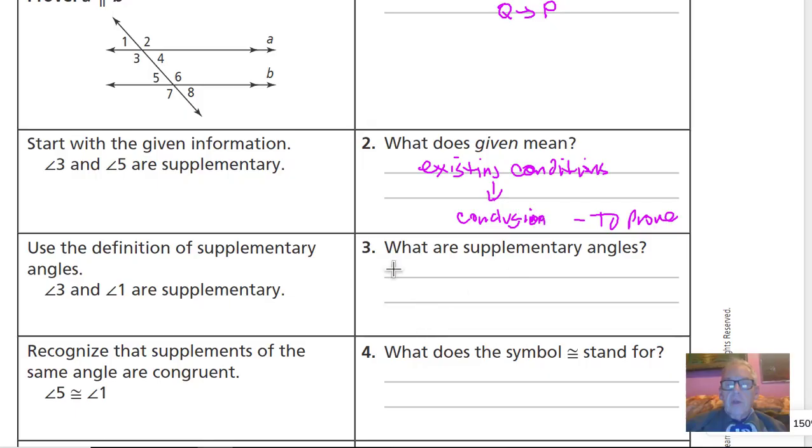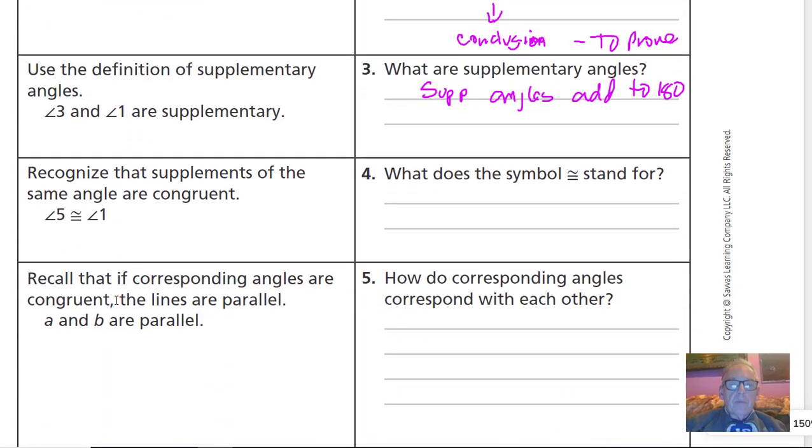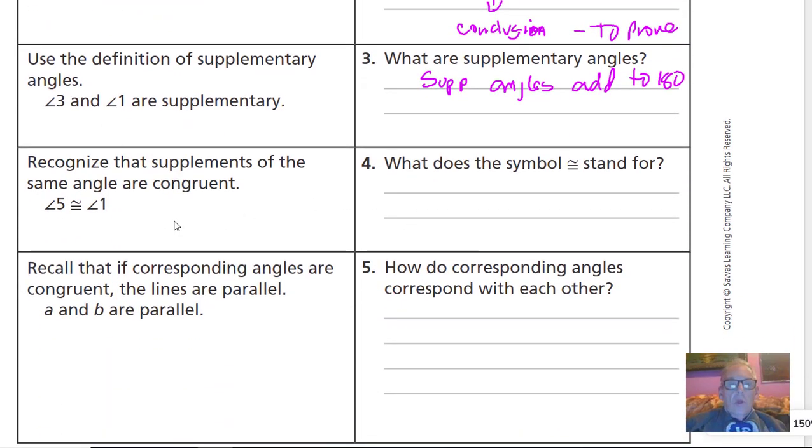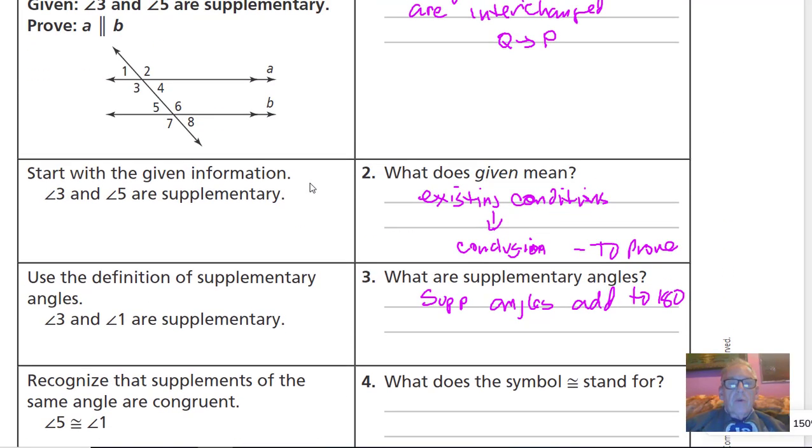Okay, use the definition of supplementary angles. Angle 3 and angle 5 are supplementary. Supplementary angles add to 180. Let's move up. Supplements of the same angle are congruent. So we can say that angle 5 is congruent to angle 1.